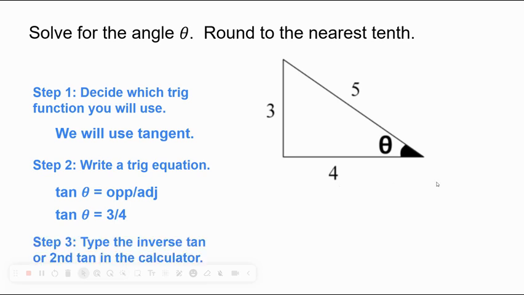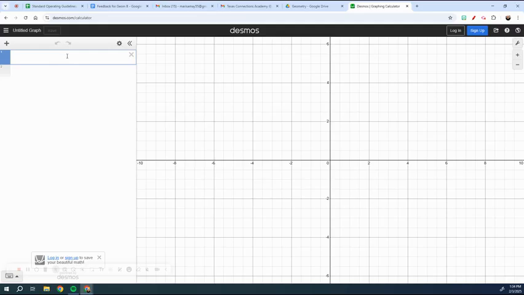Step 3, type the inverse tangent or second tangent in your calculator. Now, how you do this on the calculator is going to depend a little bit on which calculator you're using. I'm going to show it with Desmos. So we're going to type in that inverse tangent using Desmos.